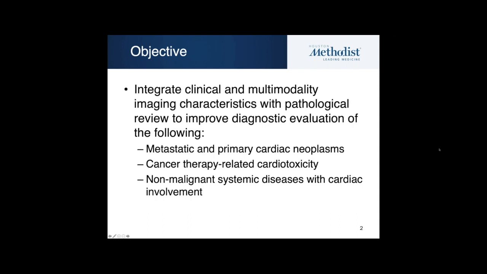So really the key objective, this article is a true tour de force. I've never seen such a comprehensive overview of cardiac tumors. You can tell it's a labor of love performed at the Mayo Clinic, and one that really, 40 minutes or an hour is not enough time for this topic at all. But what I wanted to do was to give a nice broad overview of clinical and multimodality imaging.